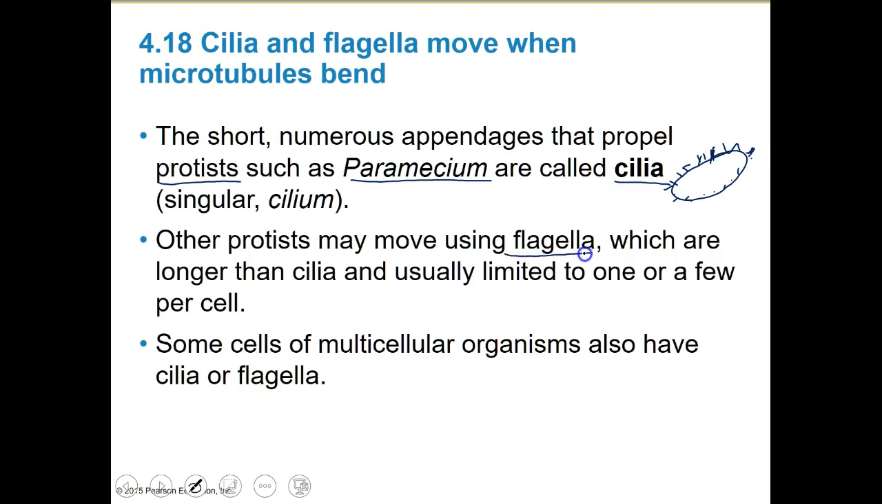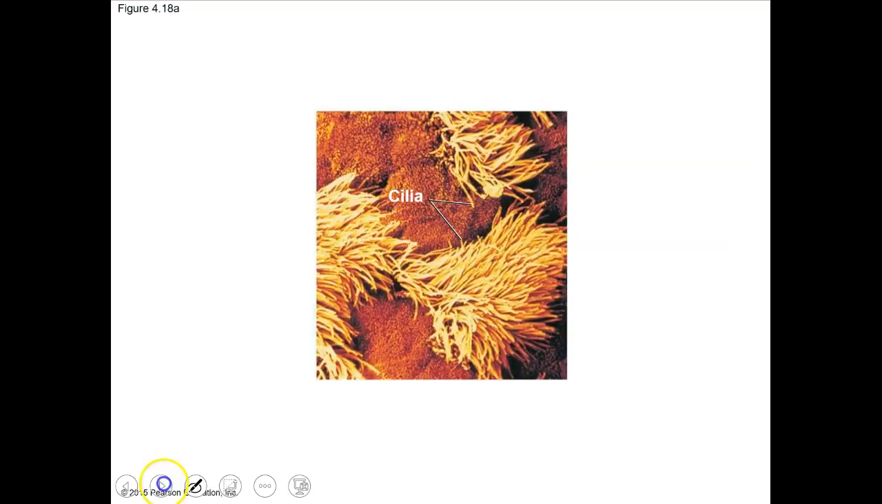Other protists move with flagella, which are longer and usually limited to about one or maybe a few per cell. Like E. coli is kind of this shaped, and it has 3. Some cells in multicellular organisms also have cilia and flagella. So you have cilia through your lungs and through your respiratory tract to help move things along. Flagella, not all that often, though. We'll talk about that. But there's cilia, just some hair-like structures.